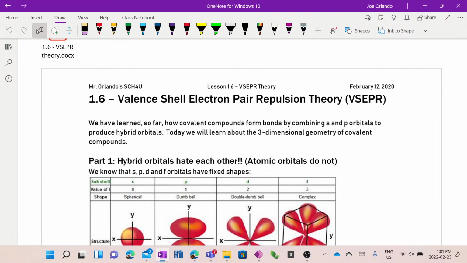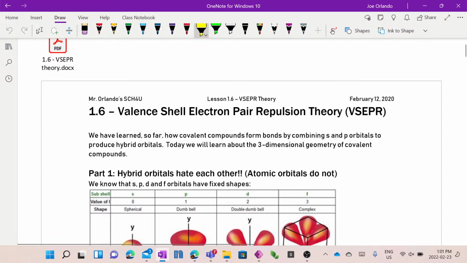But we're gonna get to it because today we're gonna get to the point where I think it actually gets to be quite fun. Because we've learned so far how covalent compounds form by combining S and P orbitals to produce hybrid orbitals. And really quickly, remind me, what has to go in a hybrid orbital? Sigma bonds and lone pairs go in hybrid orbitals.